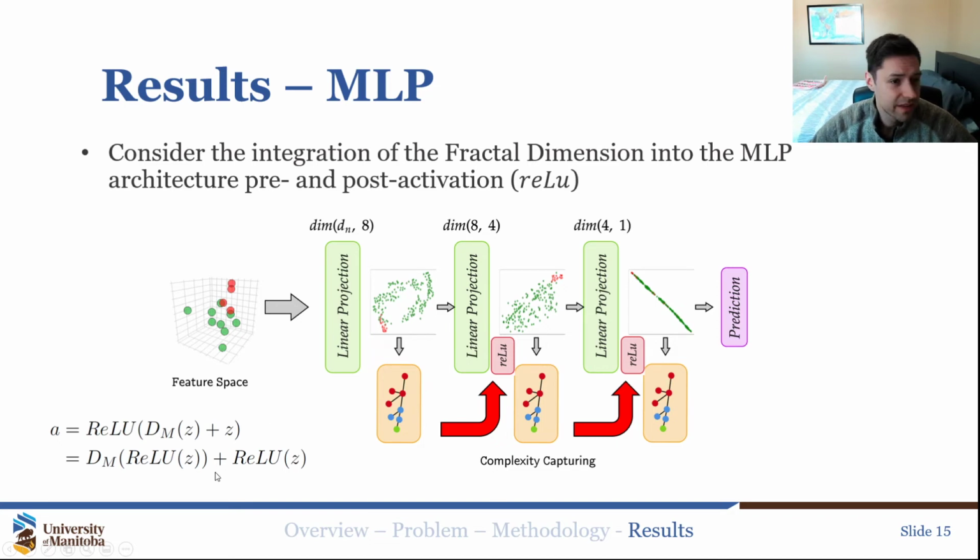And then the other thing that we wanted to consider was post-activation. So we took the ReLU of the inputs, took the fractal dimension of the activations, and then added it to the activation. So again, we're just doing pre and post activation. When we're doing this complexity measure, we're incorporating it by adding it, as the fractal dimension tends to be a scalar. So we're adding that information back in before the ReLU and after, just to see the changes, if anything, to the learning process.